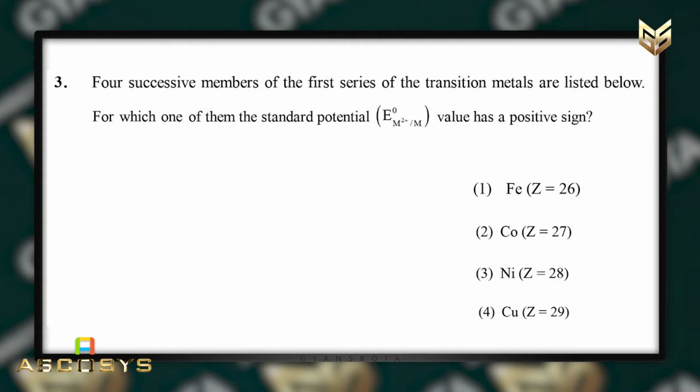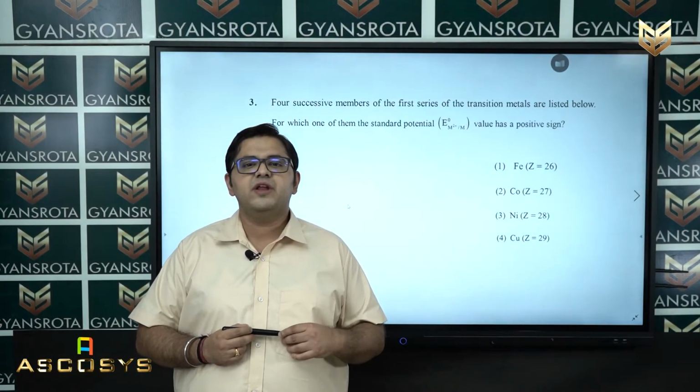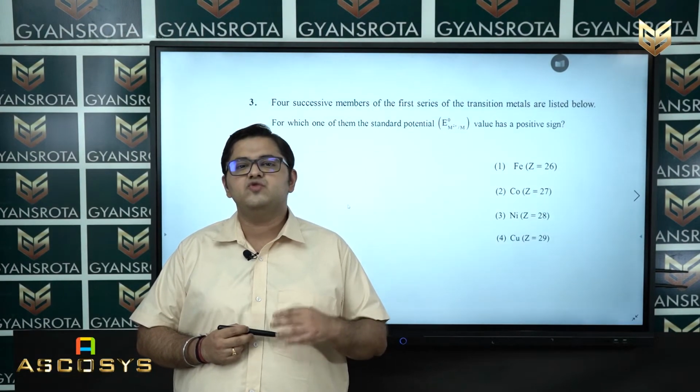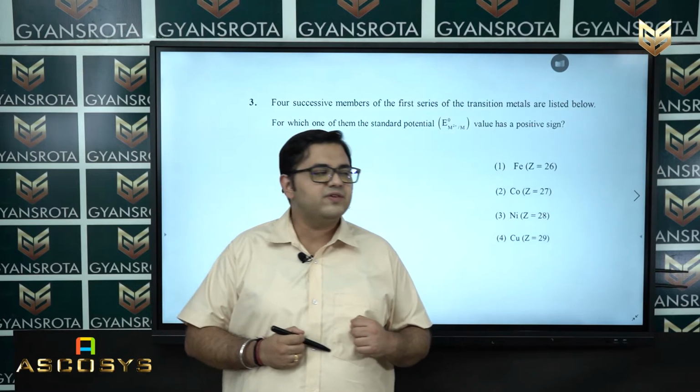For successive members of the first series of transition metals listed below, for which one is the standard potential value positive in sign? So, this question comes from your electrochemistry part of your class 12 NCERT. So, now we are moving to the solution part.